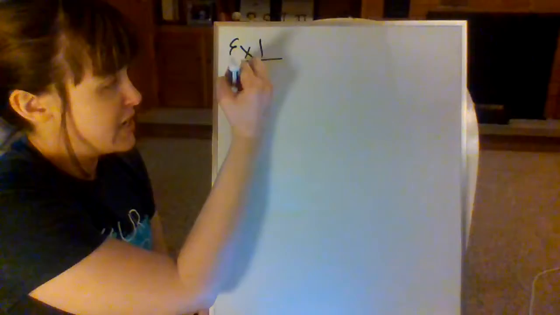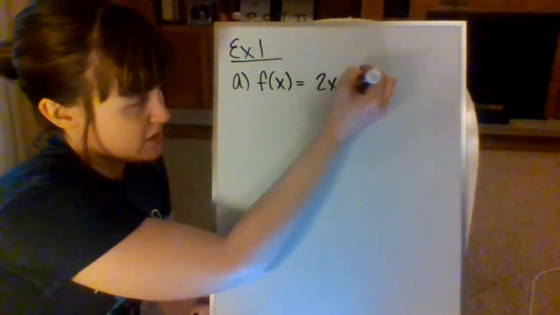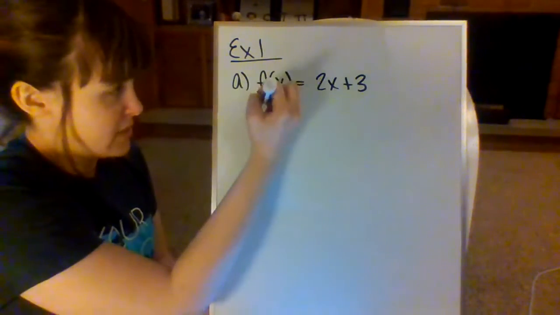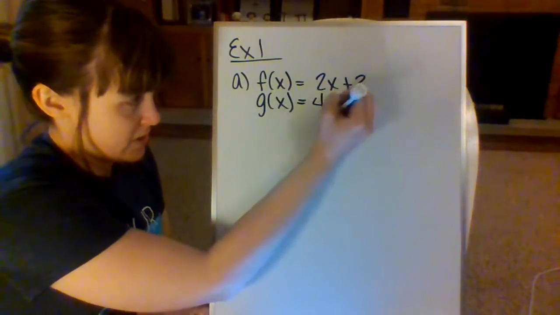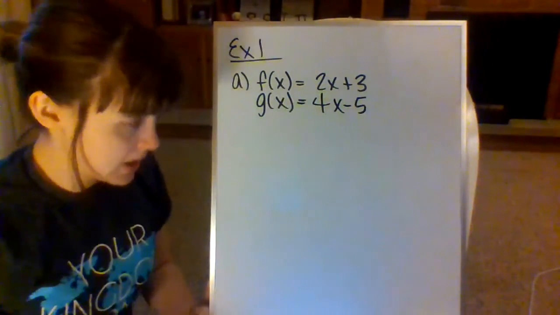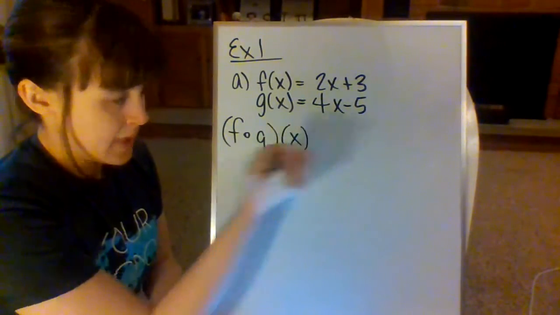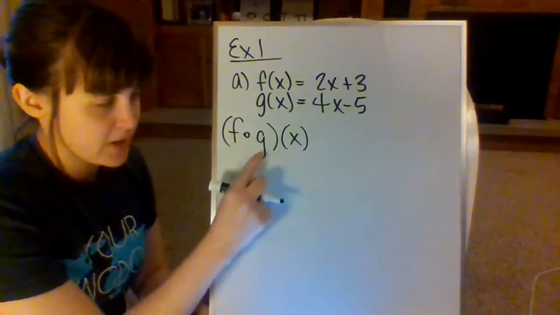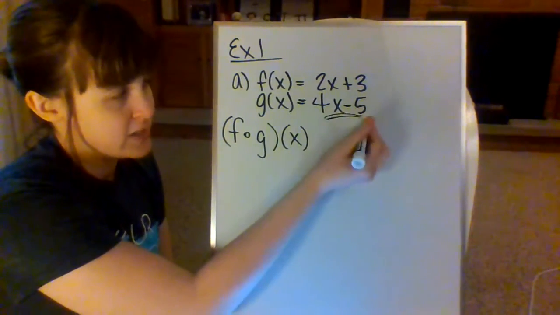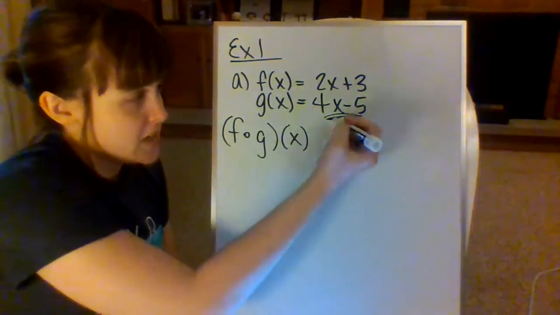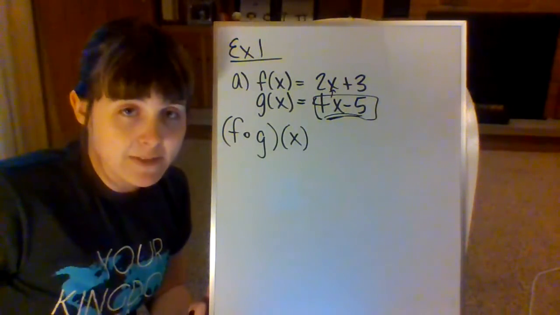Part A here says f of x equals 2x plus 3, g of x equals 4x minus 5. We're supposed to find this. What this means is you start with the letter that's closest to x. So we start with the g of x function, which is 4x minus 5, and we're going to take this entire function and plug it in for x in the f of x function.